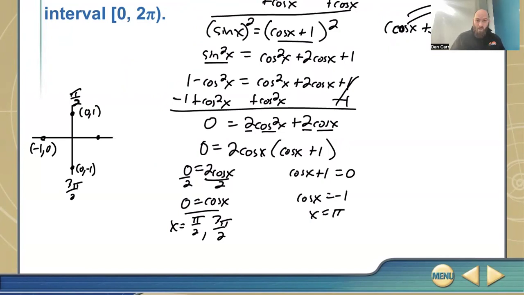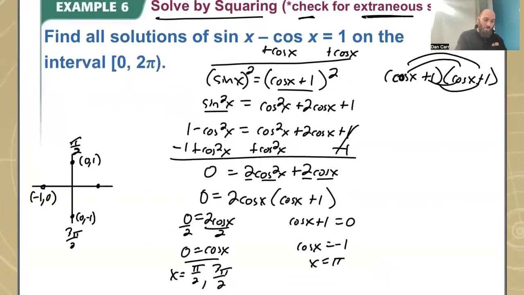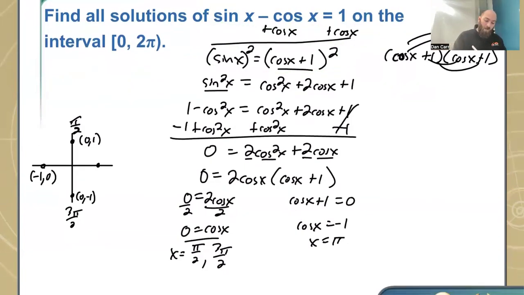But here's where we have to be careful. We've got to go back to the original equation and see which ones happen. I would say you want to double check for extraneous solutions because what we did was we squared this. Any kind of negative values here will always turn out positive. So because of that, we might create extraneous solutions. So I'm going to go ahead and do a quick check of the original equation.